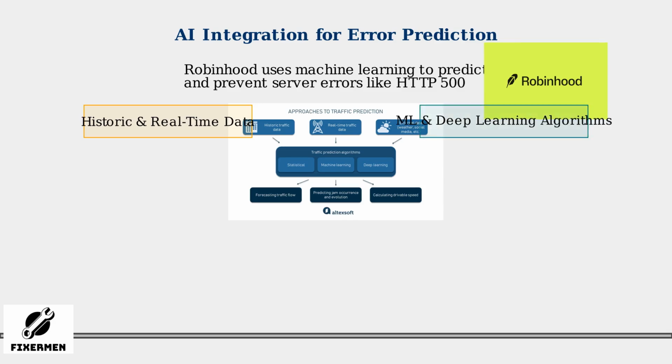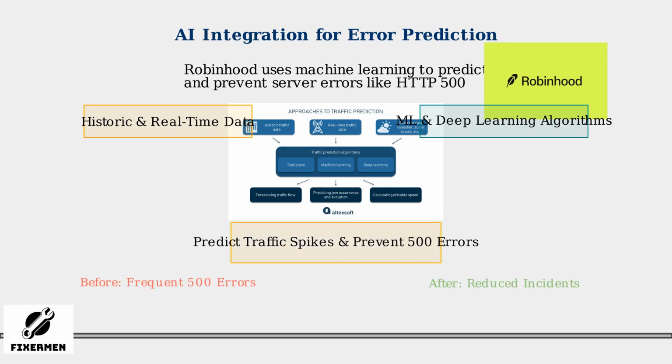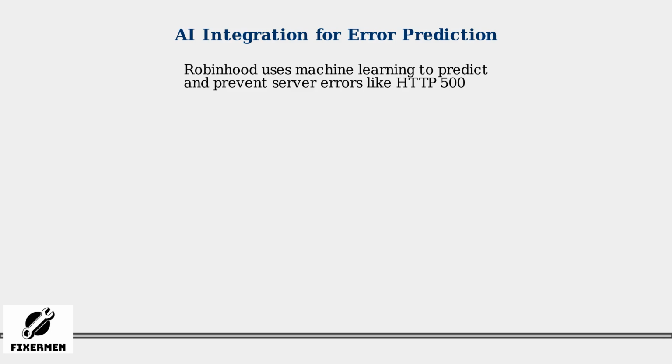Using statistical models, machine learning algorithms, and deep learning techniques, the system generates forecasts for traffic flow, jam occurrence, and drivable speeds in the server infrastructure. By predicting these spikes, Robinhood can preemptively allocate resources, implement rate limiting, and activate failover systems, significantly reducing the occurrence of 500 errors during high traffic periods. This AI-driven approach has led to a measurable decline in error incidents, improving user experience and system reliability for millions of traders.